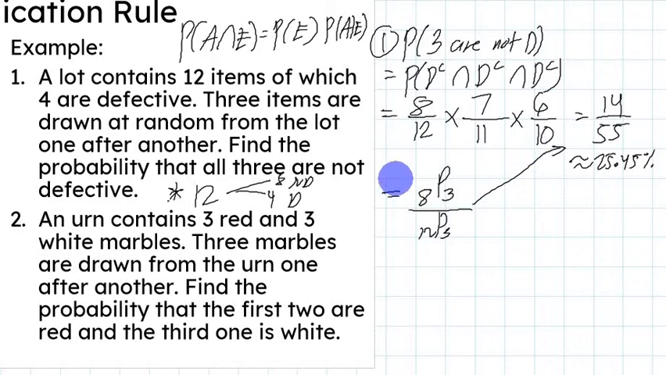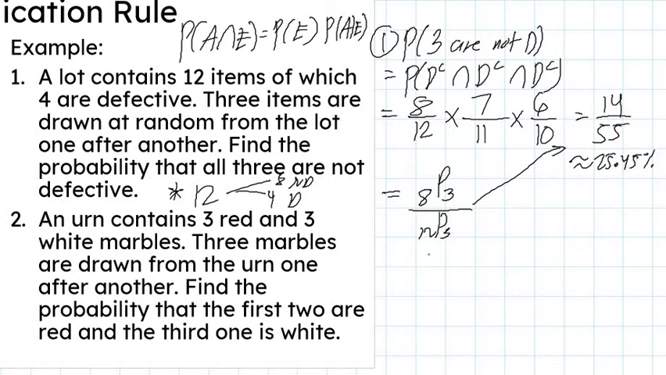Alright, let's try this one. An urn contains 3 red and 3 white marbles. 3 marbles are drawn from the urn one after another. Find the probability that the first 2 are red and the third one is white. So here we're a bit more specific. Now take note that in both of these problems, we are assuming that the items drawn are not given back because it was not stated. So unless otherwise stated, if the item is drawn, we don't return it. So we want to find the probability.